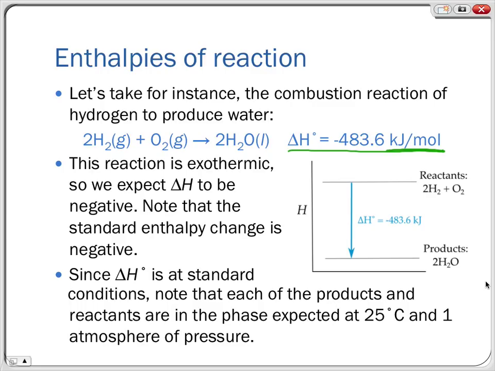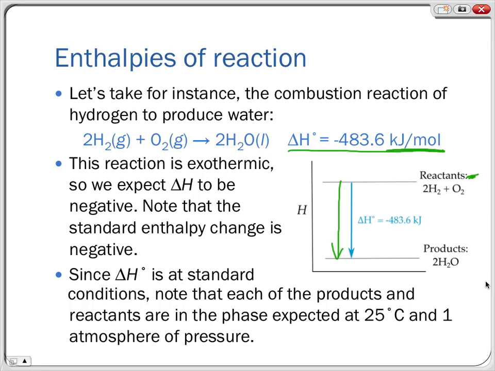So in this case, let's take a look. Delta H is negative 43.6, and that would indicate that if we started off with our reactants over here, 2H2 plus O2, the energy of the system would drop. And if the energy drops in the system, that energy had to go somewhere, because energy cannot be created or destroyed.